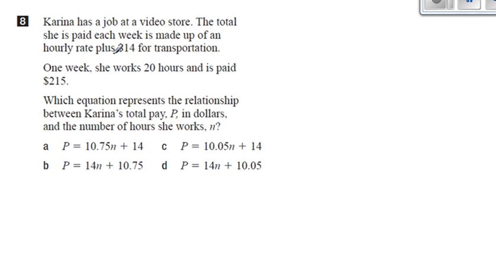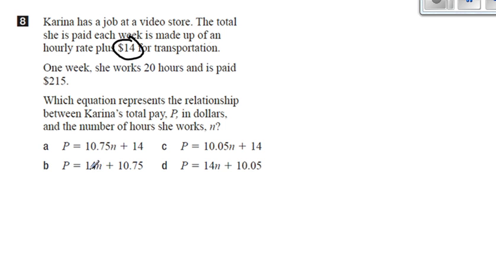So we know that every week she gets $14. That is not an hourly wage. That is a flat rate. So no matter what, if she works 0 hours, apparently she gets $14 for transportation. If she works 10 hours, she would get $14 for transportation. If she works 80 hours, she would get $14 for transportation. In other words, $14 should appear in your equation just as $14.